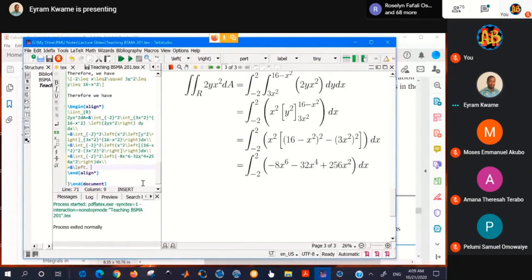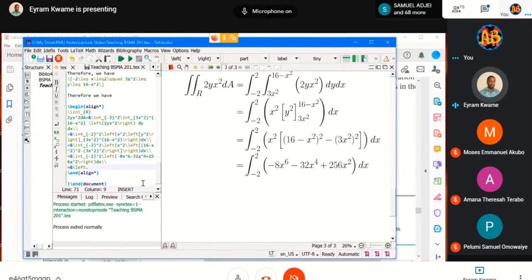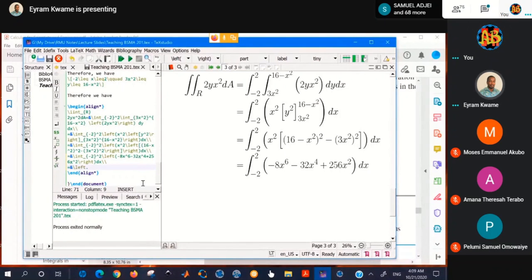When you integrate, what do you have? Should I write the integral before I evaluate, or should I just put the answer down? Sir, please, the x squared. You didn't bring the x squared. The integral from -2 to x squared, you evaluate the 16 minus x squared raised to the power 2 minus 3x squared raised to the power 2, and you got this, but you didn't attach the x squared to it. If I did not do that, I won't get x to the power 6.